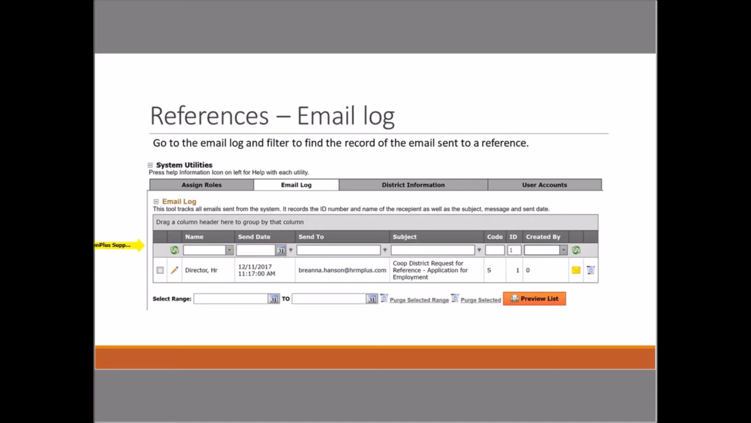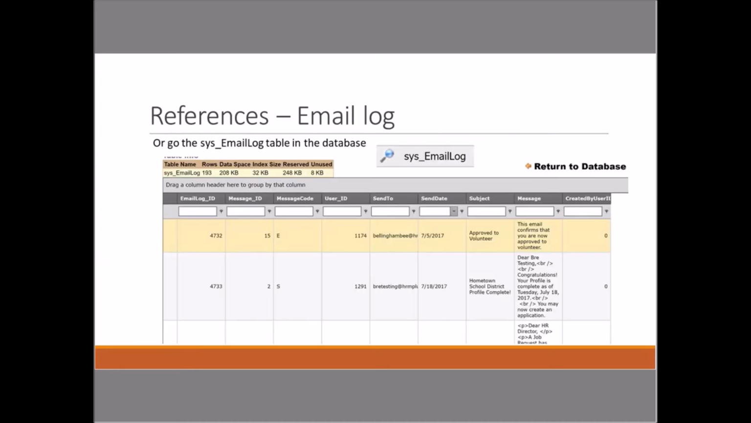So you can come here and you can get the data and you can kind of see. Another way to get the email log data is to go to the database. So that's the same, you go to the System Manager, Database Information, and you want to look for this table, system underscore email log.